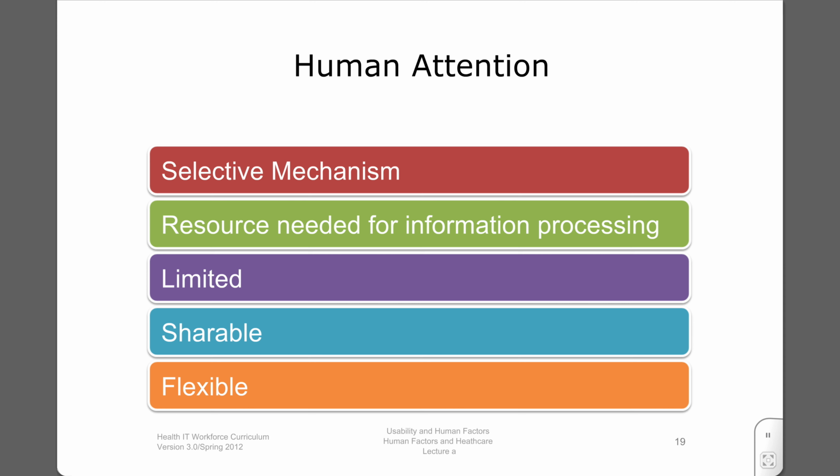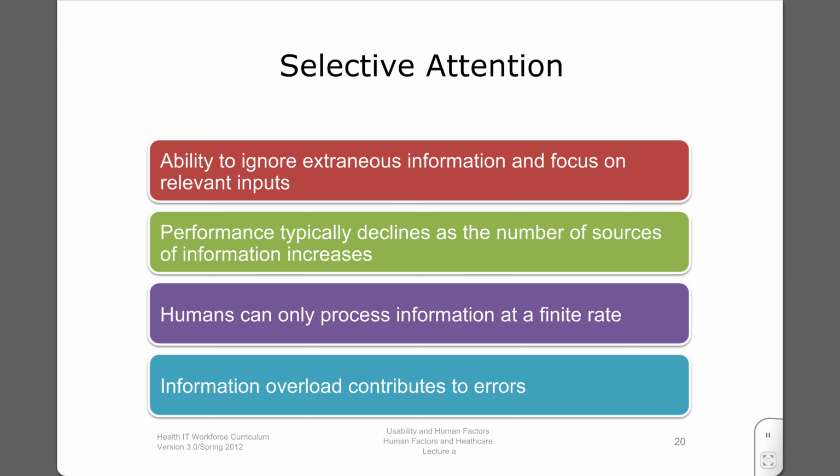On the basis of studies thus far, it is not clear that using a hands-free cell phone has any effect on reducing driving accidents. It has the effect of sapping one's needed attentional resources. We have the ability to ignore extraneous information and focus on relevant information. However, performance typically declines as the number of sources of information increases. Information overload is a common cause of performance errors.